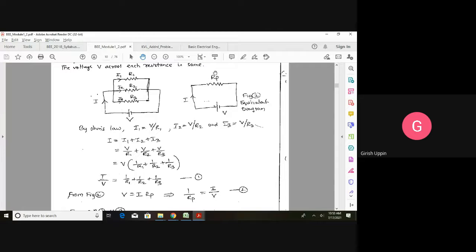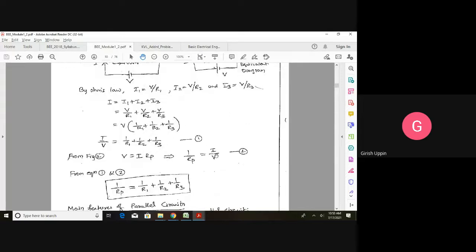Then we call this the equivalent resistance. Now, if I apply Ohm's law, V is equal to I into Rp, or 1 by Rp is equal to I by V. Comparing these two equations, what do I get? 1 by Rp is equal to 1 by R1 plus 1 by R2 plus 1 by R3. Suppose R1, R2, R3 are connected in parallel, the equivalent resistance of the circuit is calculated using this formula.